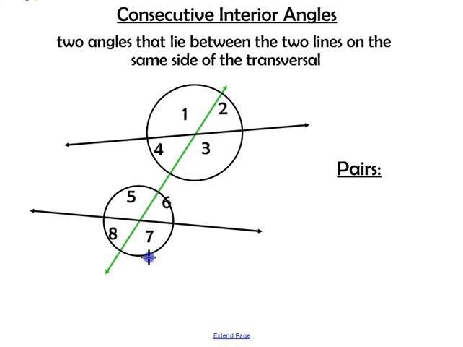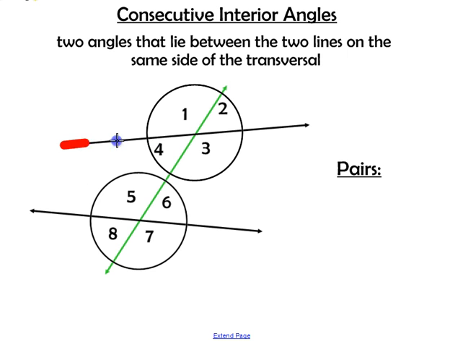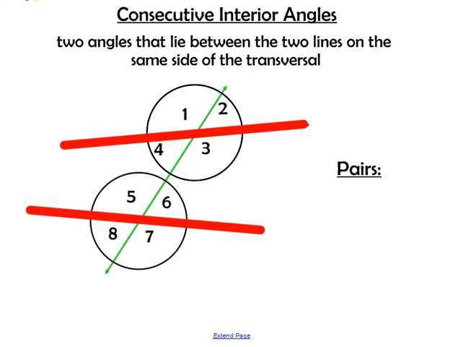So again, just out of habit, we'll start off with our two circles, and we are going to highlight the lines again because we want to just focus on the interior angles. So again, we'll eliminate the exterior ones and just focus on the ones interior. Now, we've taken care of that part. The consecutive part. Consecutive means in a row.